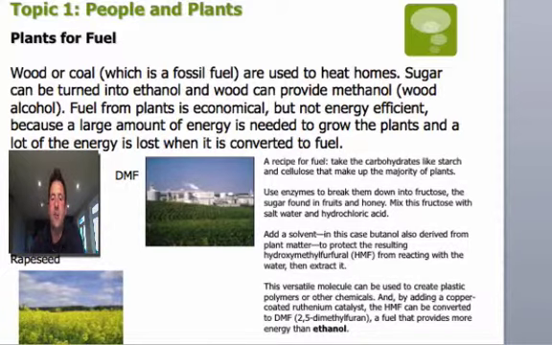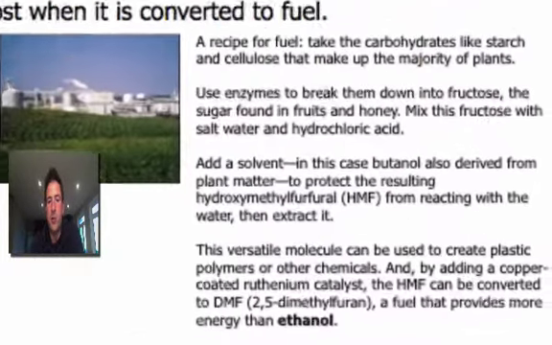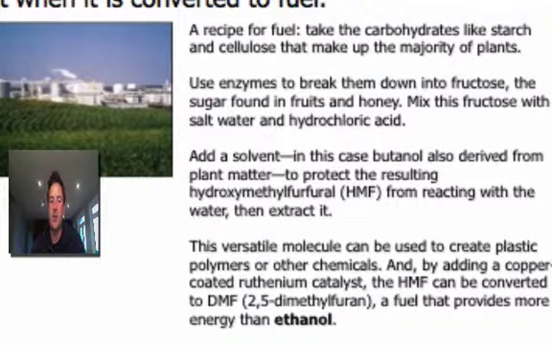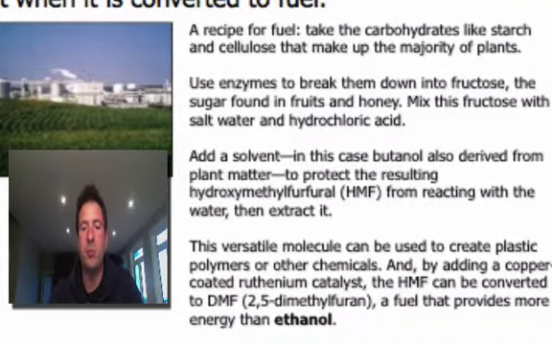So we'll just talk about a recipe for fuel. Take the carbohydrates like starch and cellulose that make up a majority of plants. We use enzymes to break them down into fructose, the sugar found in fruits and honey, and then mix the fructose with salt water and hydrochloric acid. Then you add a solvent, in this case butanol, also derived from plant matter, to protect the resulting HMF from reacting with the water, then extract it.